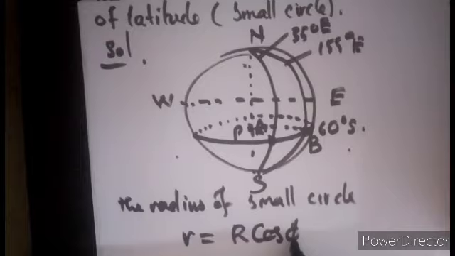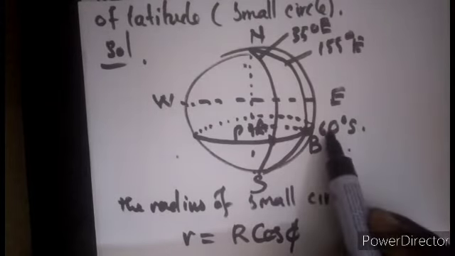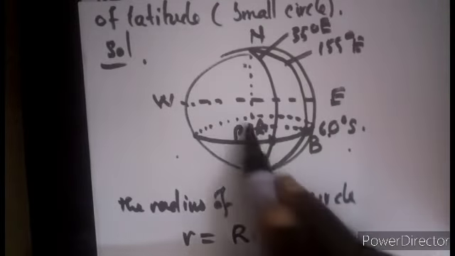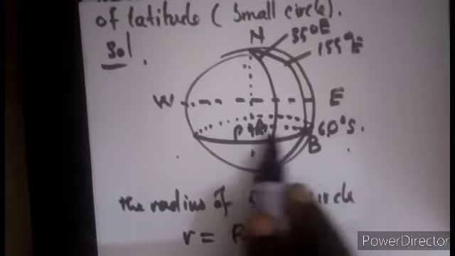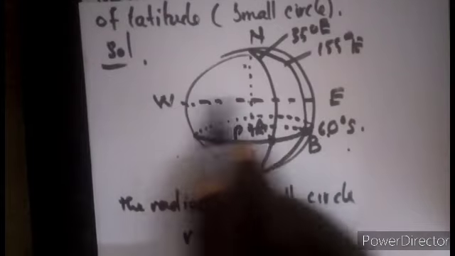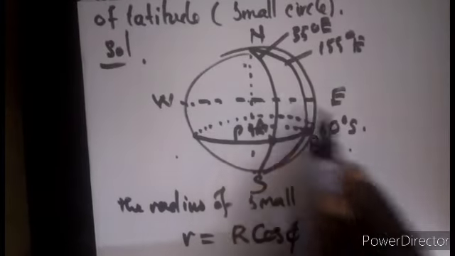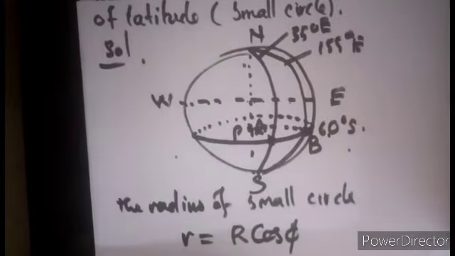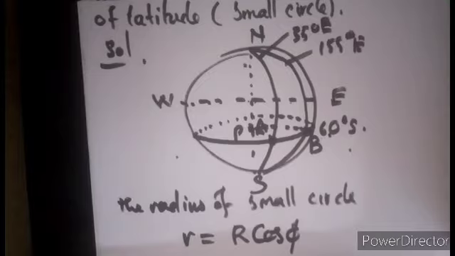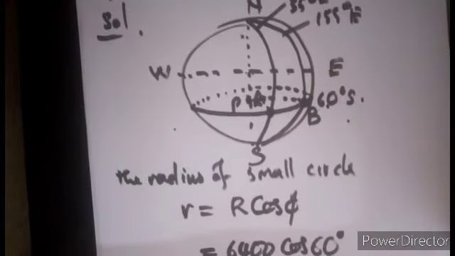Now in this case, remember, phi is the angle between the small circle, that's the parallel of latitude, and the equator. And that angle is 60 degrees. So we have 6,400 cosine of 60.